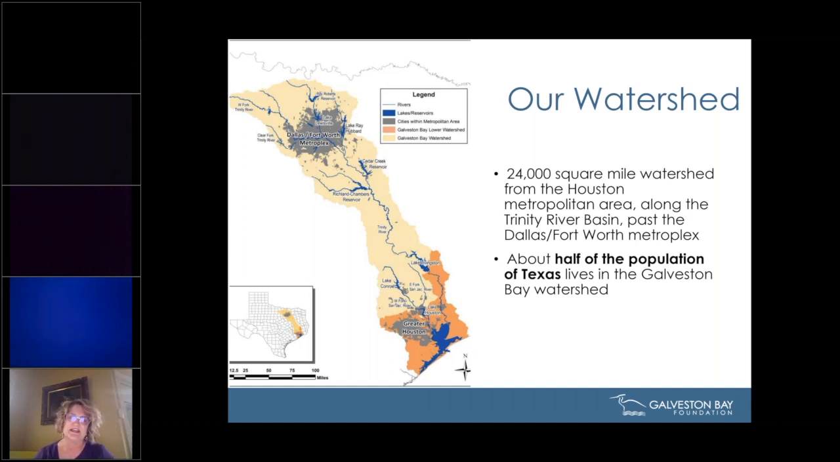And about half of the population of Texas lives in the watershed. This portion of our state has a lot of people. This portion of our state, not so much. So a lot of folks can have an impact on the bay.